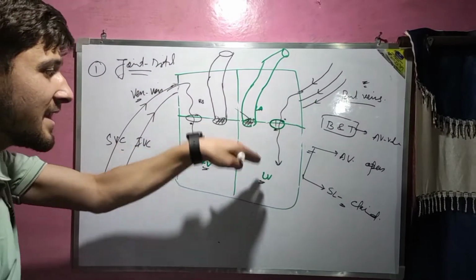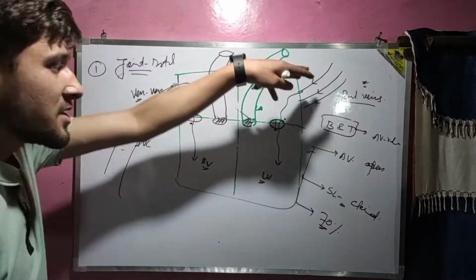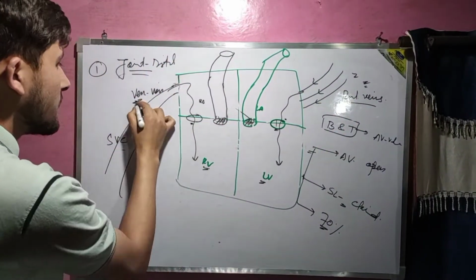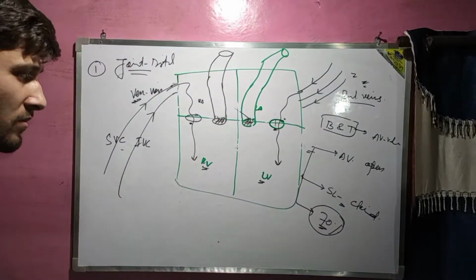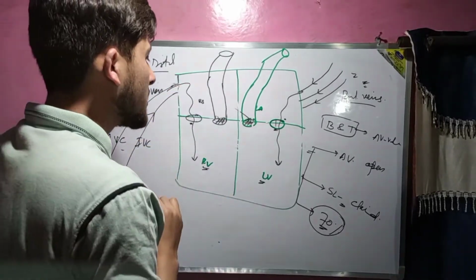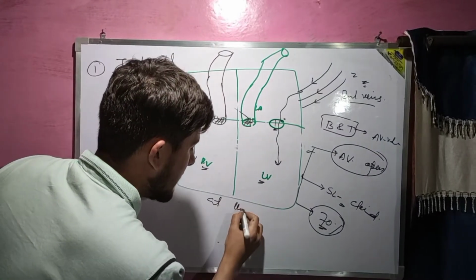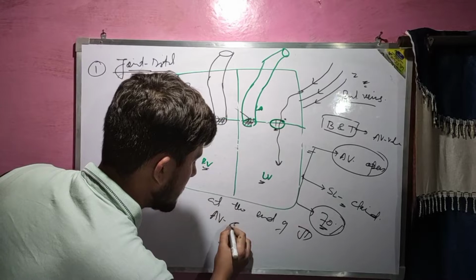ये जो blood आता है that is the 70% of the total blood. 70% blood जो है that comes directly from these pulmonary veins and vena cava directly into their respective ventricles. 70%. Remember this thing. उसके बाद जो ही joint diastole end होता है, at the end of the joint diastole, AV valves get closed.